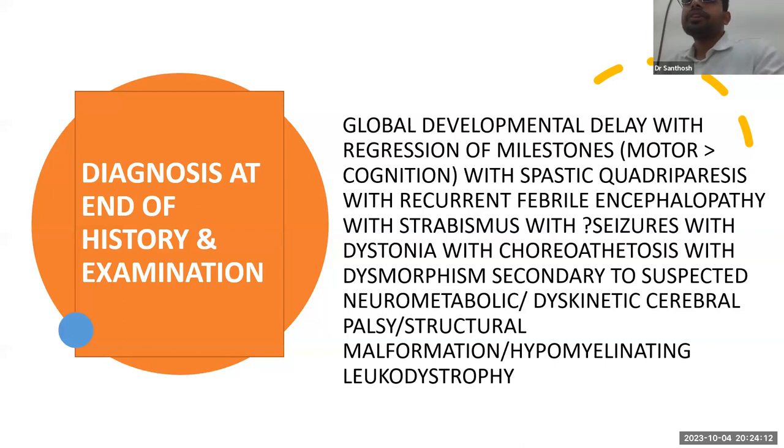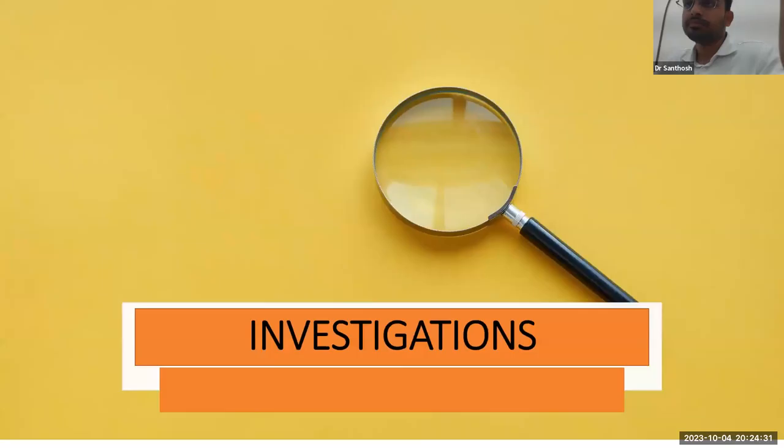The diagnosis at the end of history and examination was GDD with regression of milestones, motor more than cognition, with spastic quadriparesis, with recurrent febrile encephalopathy, with strabismus, with query seizures, with dystonia, with choreoathetoid movements, with dysmorphism, secondary to suspected neurometabolic disorder, dyskinetic cerebral palsy, structural malformation, hypomyelinating leukodystrophy.